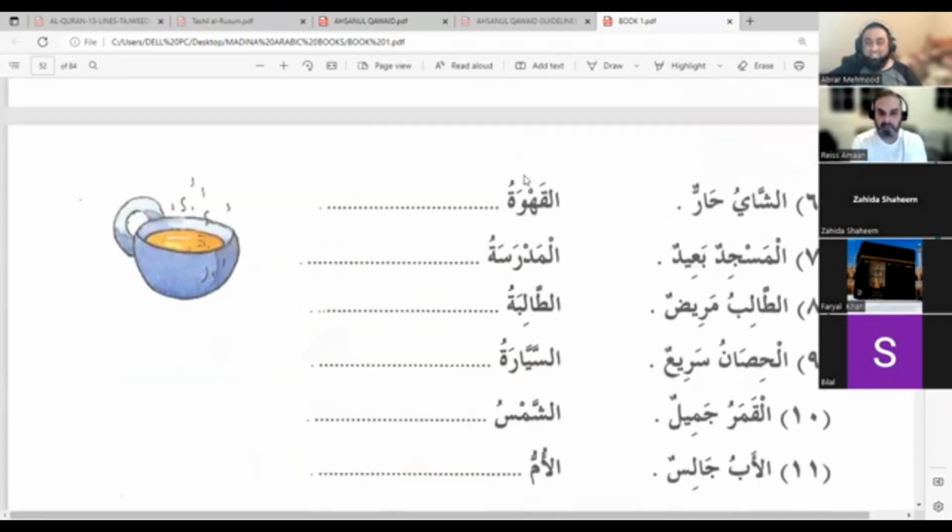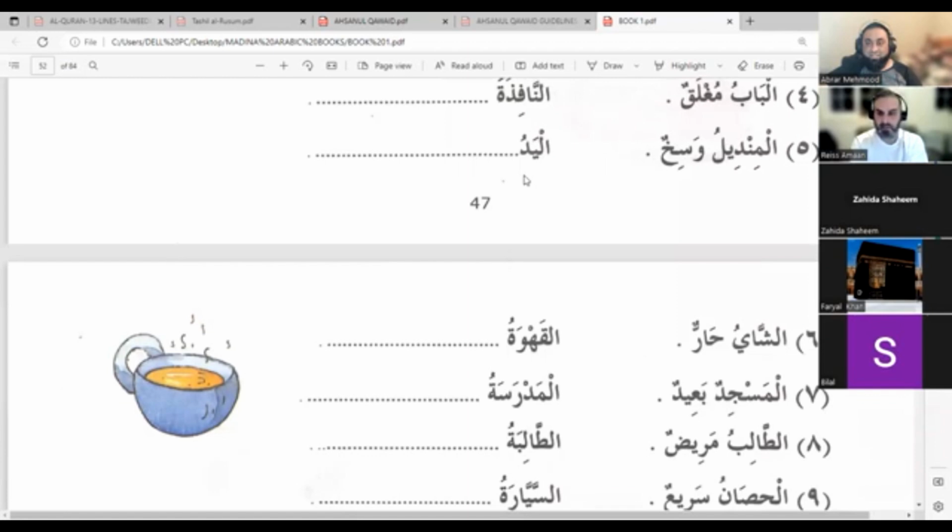Can we go back to one more thing? I just wanted to point this out. You've got al-mandilu, which is a male object, and therefore you use the male version of the word dirty, wasikhun. But if you're going to use a female object like al-yadu, then we have to use the female equivalent of wasikhun, which would be wasikhatun. So you use the male and the female equivalent ending.